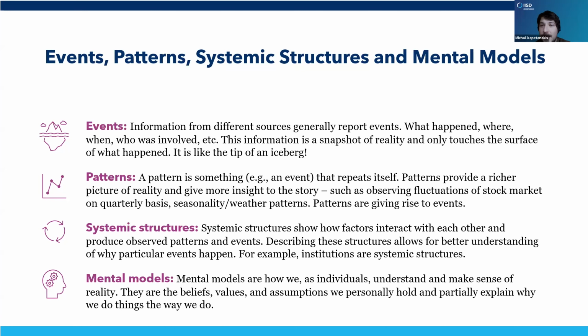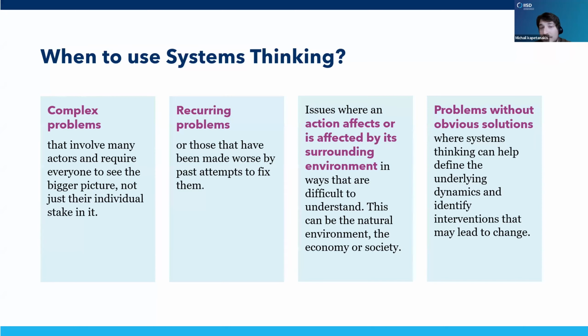Now, let's talk about what systems thinking aims to address. First, it aims to address complex problems that often involve many actors and require everyone to see the bigger picture. It aims to address also recurring problems, also issues where an action affects or is affected by its surrounding environment. For example, this can be the natural environment, the economy, or society at large. And it also aims to address problems without obvious solutions. So complicated situations overall.